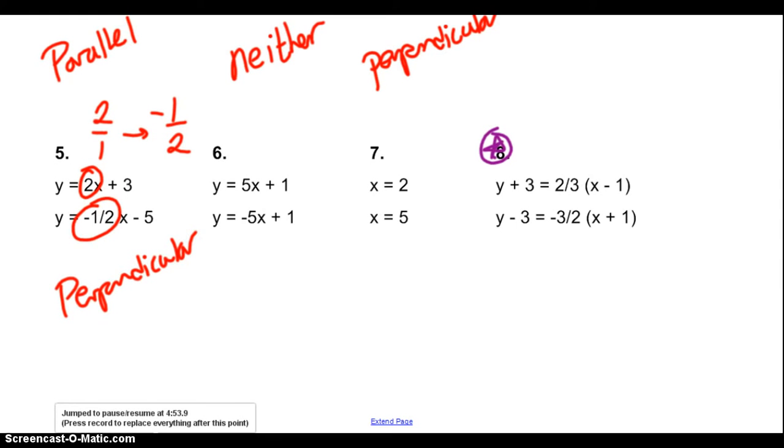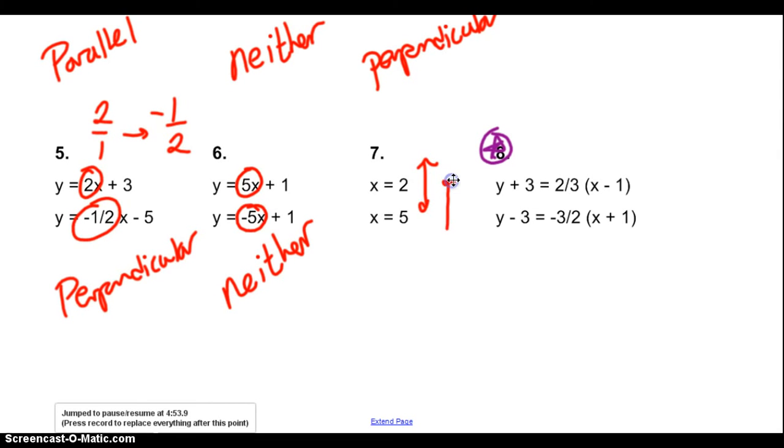Something like 6, well, the slopes are 5 and negative 5, and they look like they're the same, but they're not. One's positive, one's negative, so they're definitely not parallel. And there's no flipping of the fraction, there's no reciprocals, so they're definitely not perpendicular. These are neither.